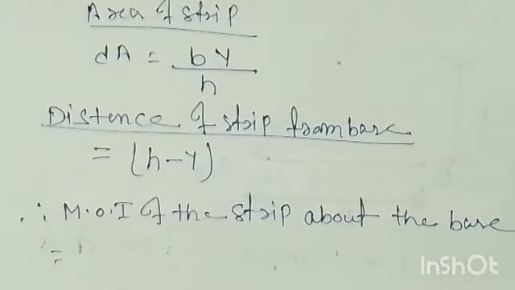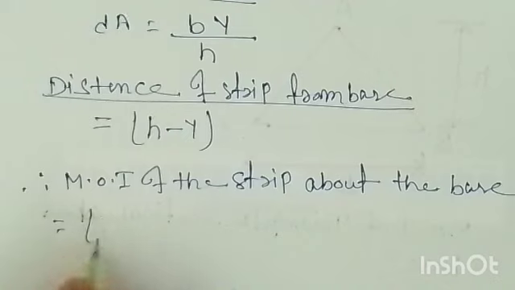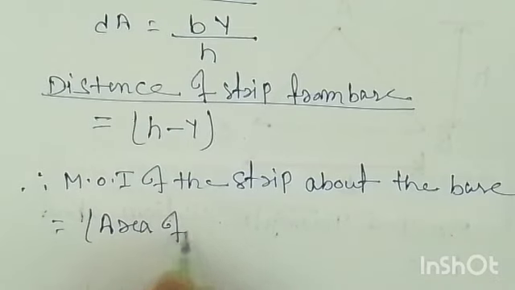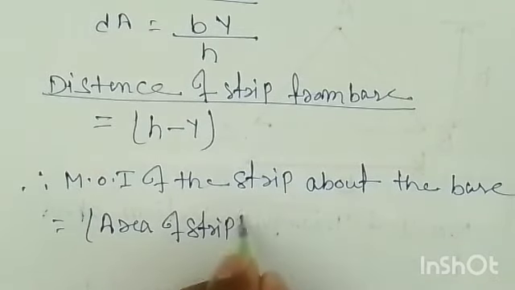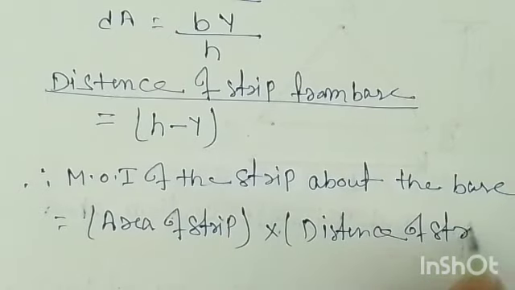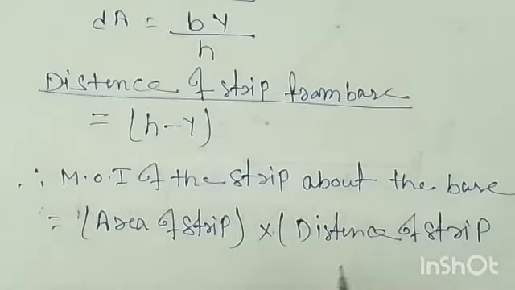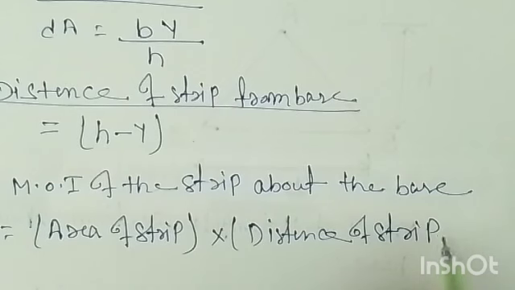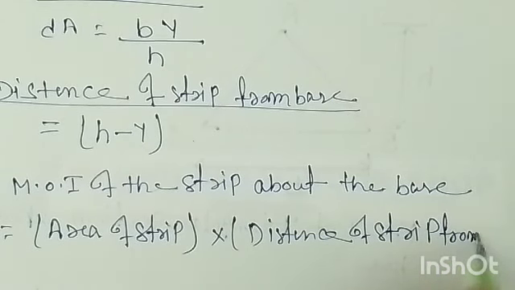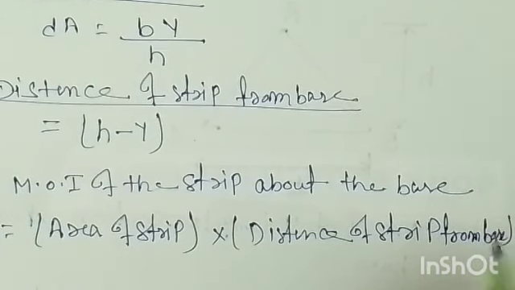Is equal to, you can say, area of a strip into distance of a strip from the base, whole square. Is it or not? That is whole square. So this is the area of a strip into the distance of the strip from the base, whole square. So you can say the area of a strip is what?